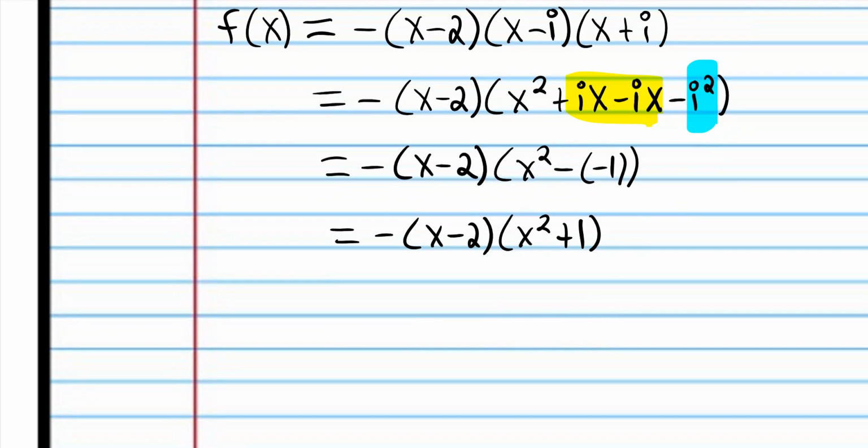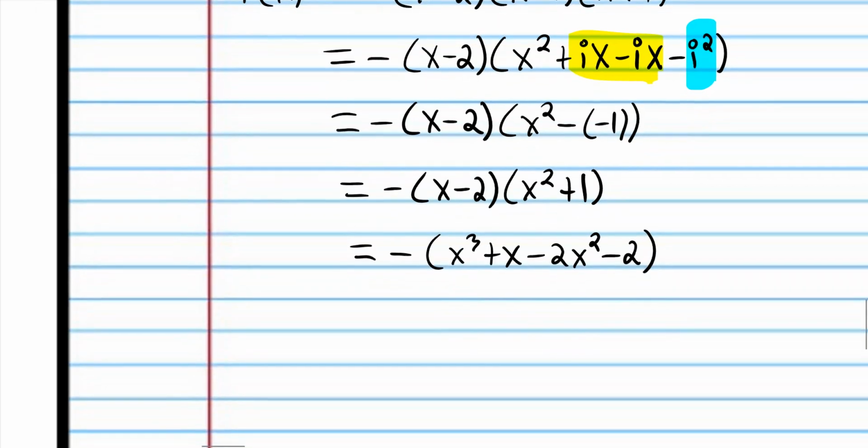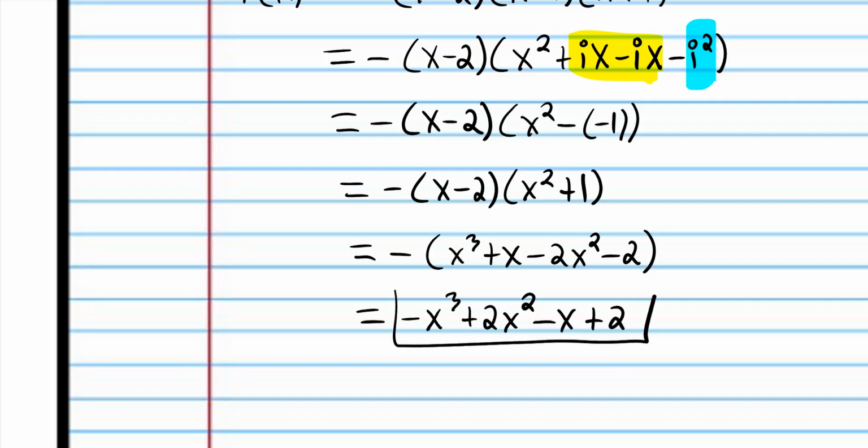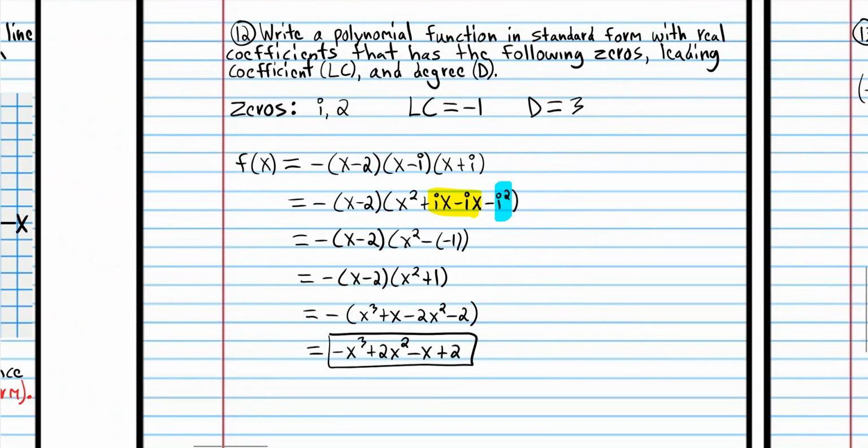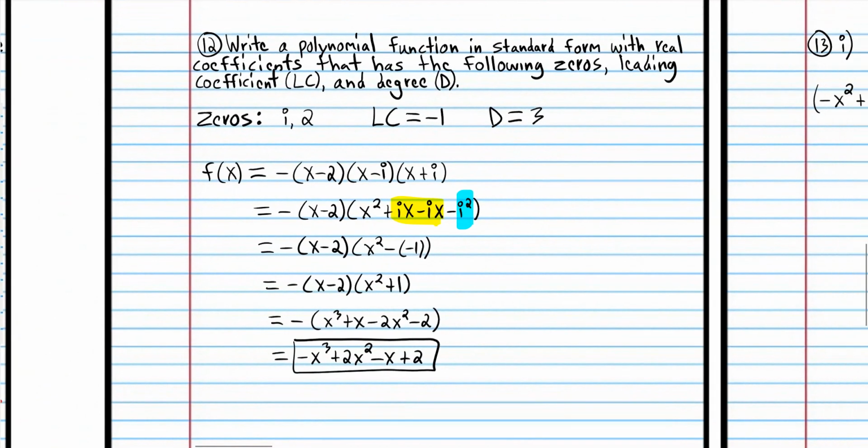So we have to keep going to put this polynomial in standard form. So now we're going to use FOIL again. So we get x cubed plus x minus 2x squared minus 2. I'm going to write the polynomial in descending order of powers. So we have negative x cubed plus 2x squared minus x plus 2. So there is the polynomial in standard form, if you got that right.